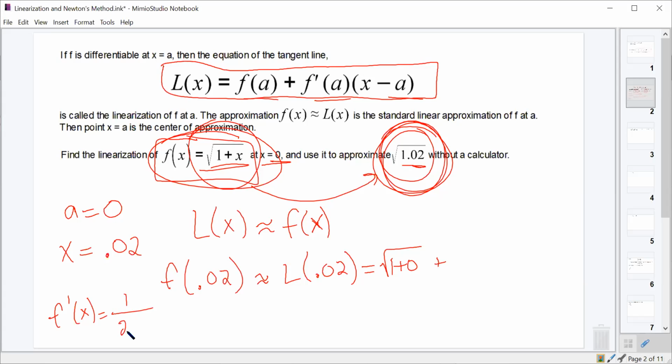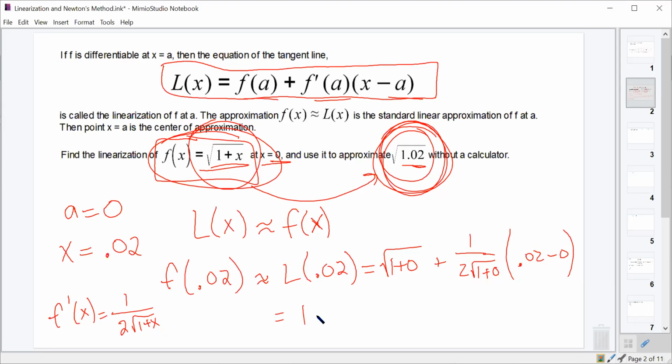Like 1 over 2 root 1 plus x, right? Yeah. So what's f prime of a? F prime of a ought to be 1 over 2 root 1 plus, if we're plugging it in at 0. And then times our x minus a. X is 0.02 minus a, which is 0. And that should be a very good approximation for the square root of 1.02. So we'll evaluate that out.